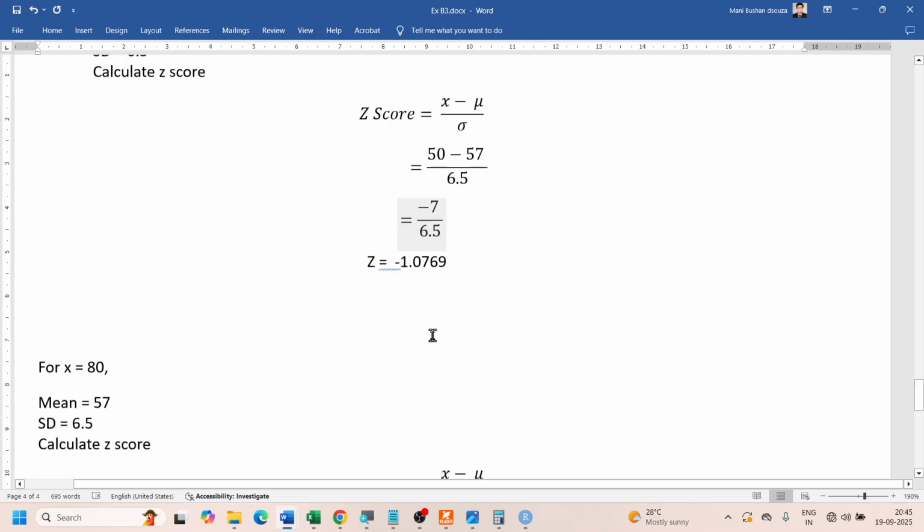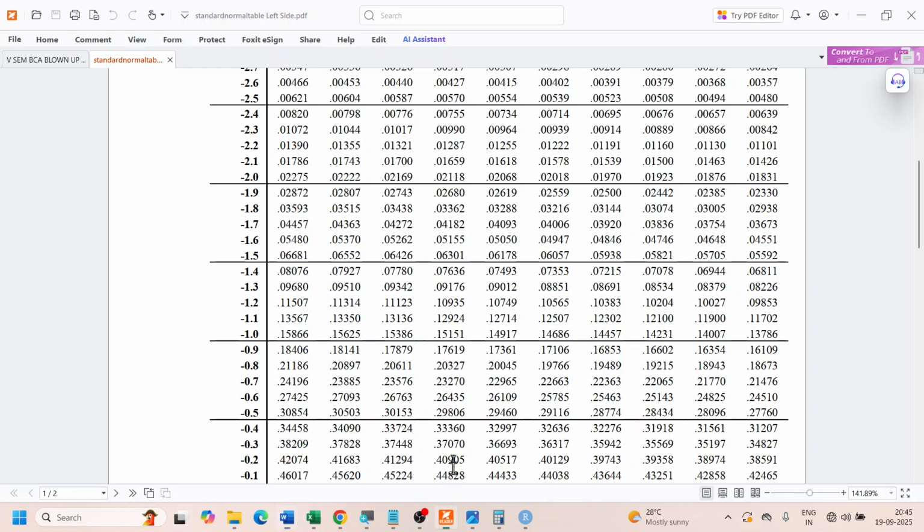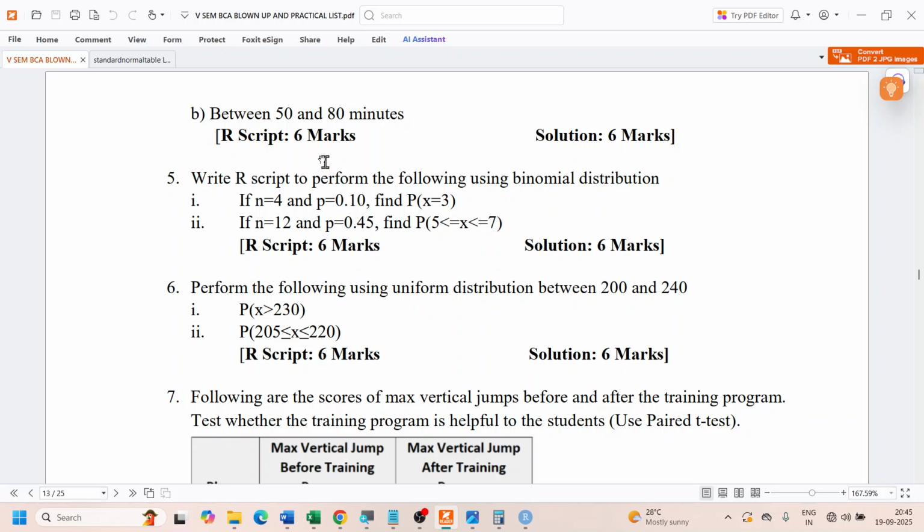Write all these things in your record book, and then you can use it. During the examination, you have to solve it both using R, for which you get 6 marks, and for the solution that I just showed you, you're going to get the next 6 marks.